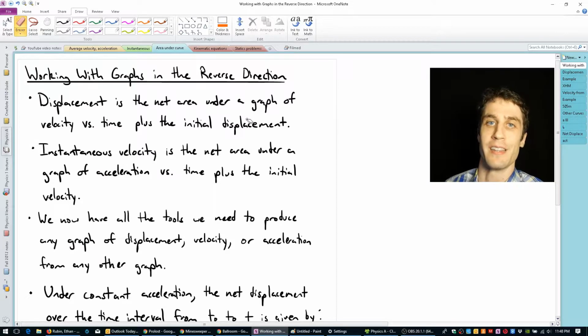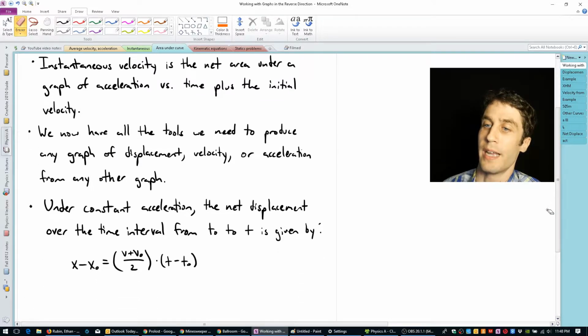That's going to be the thing to cap off the 3 videos that have all been about graphical methods. So, displacement is the net area under a graph of velocity versus time plus the initial displacement. Instantaneous velocity is the net area under a graph of acceleration versus time plus the initial velocity. And we now have all the tools that we need to produce any graph of displacement, velocity, or acceleration from any other graph.